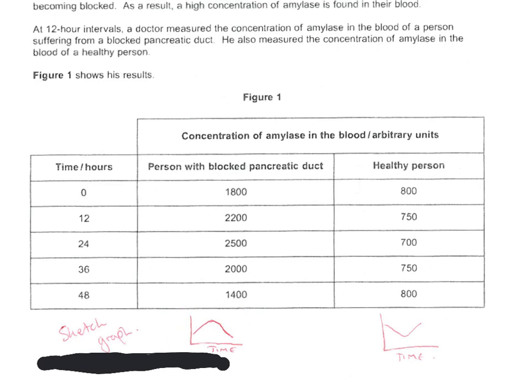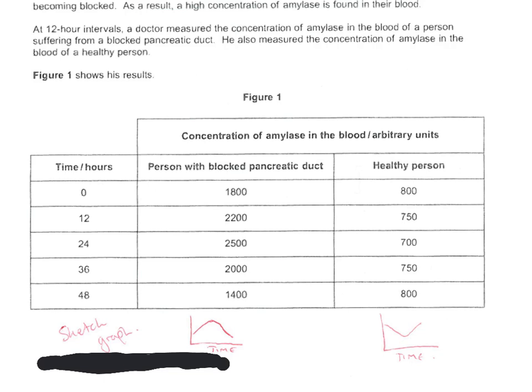So in this case you can see as time goes on, for the people with blocked pancreatic ducts, there's a rise, there's a peak at 24 hours, and then it drops. So you can see here: rise, peak, drops. Whereas in the healthy people, the sketch graph, again, as time goes on, it goes down, and it comes back up again.